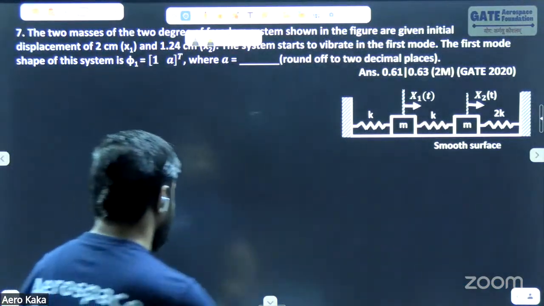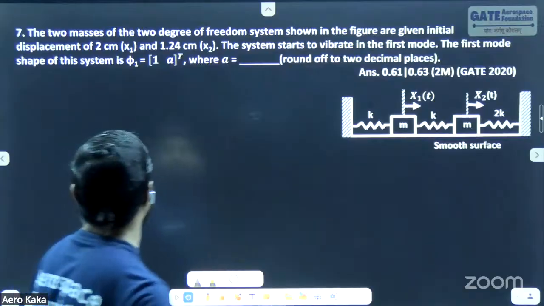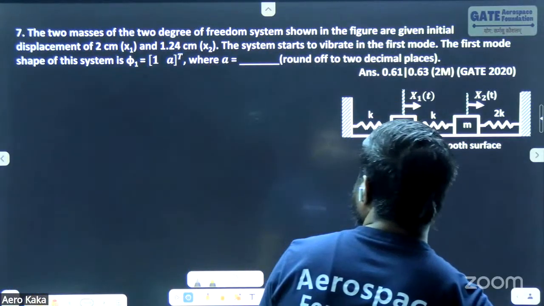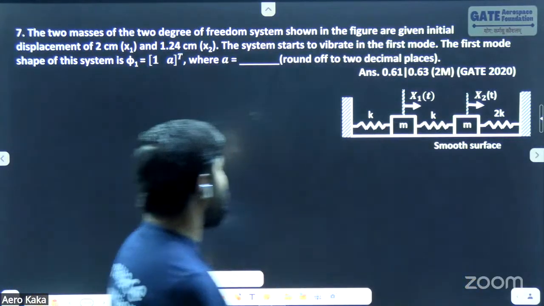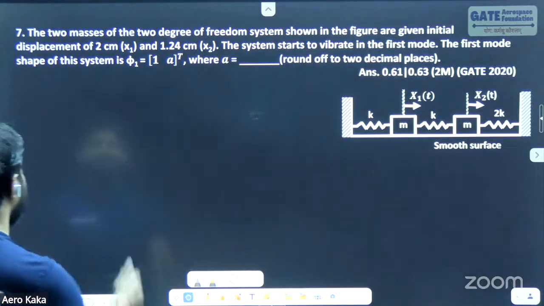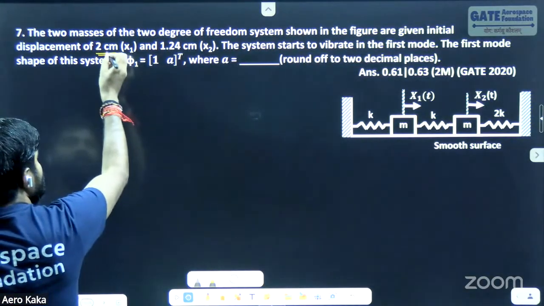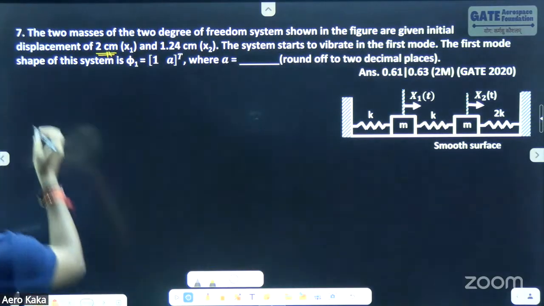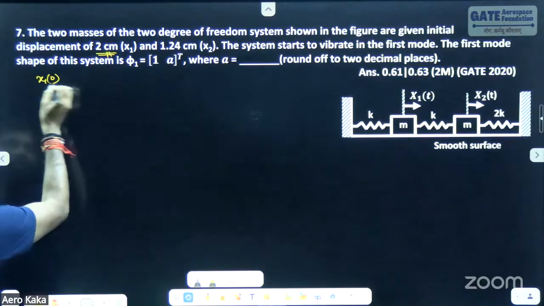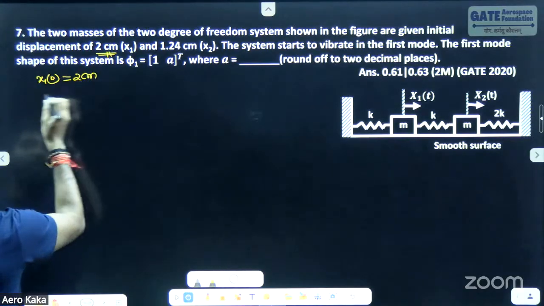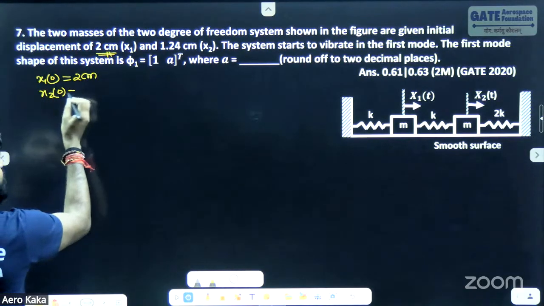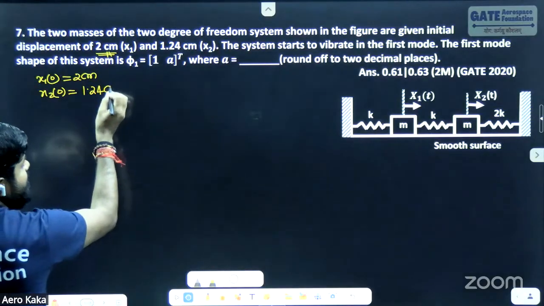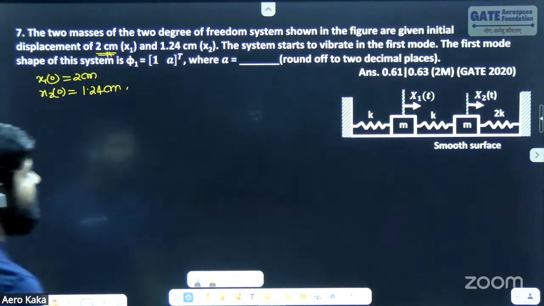This one again, it's a very simple question, right? The two masses of the 2 degree of freedom system shown in the figure are given initial displacement of 2 centimeter. Please remember, if it is initial, it means x10 is equal to 2 centimeter and x20 is given as 1.24 centimeter. The system starts to vibrate in first mode.